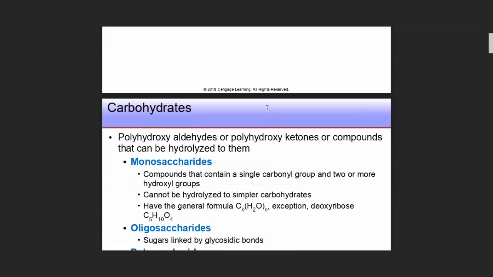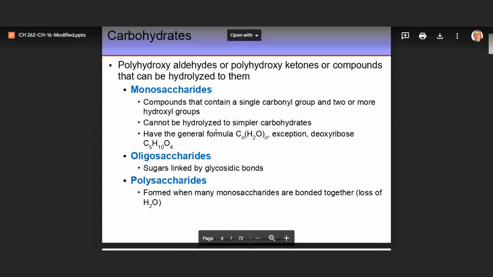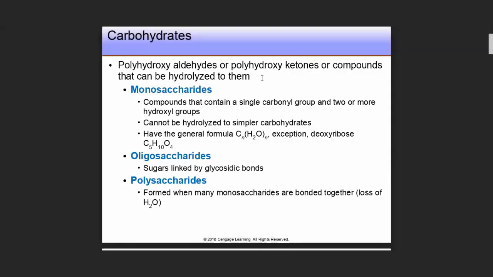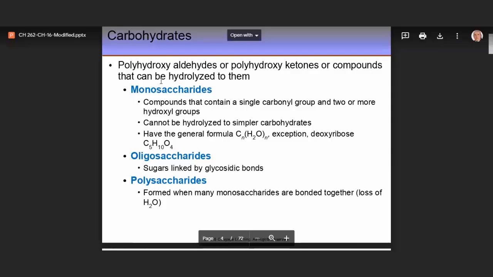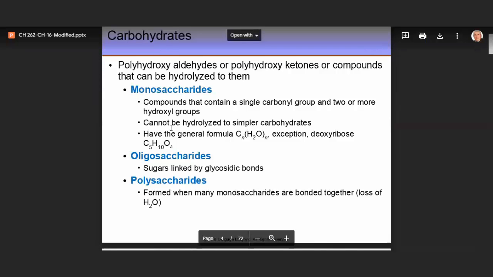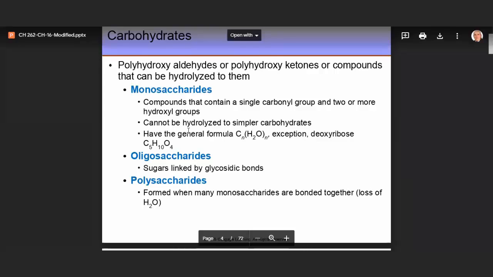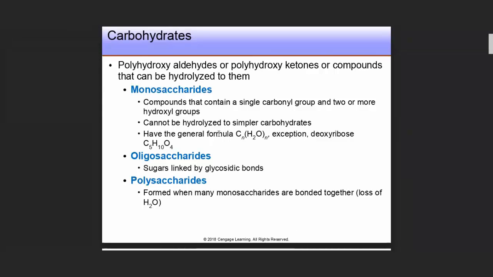Now, carbohydrates are one of the four types of biomolecules, and they are polyhydroxyaldehydes or polyhydroxyketones or compounds that can be hydrolyzed to them. Now, there are three general classes of carbohydrates. We have monosaccharides, oligosaccharides, and polysaccharides. Monosaccharides are compounds that contain a single carbonyl group and two or more hydroxyl groups. They cannot be hydrolyzed to a simpler one. They have this general formula.